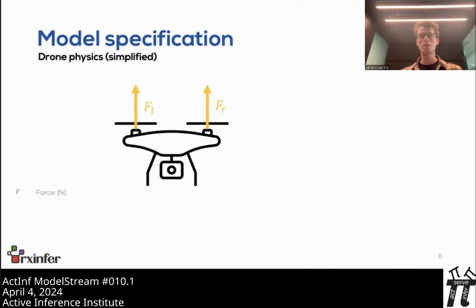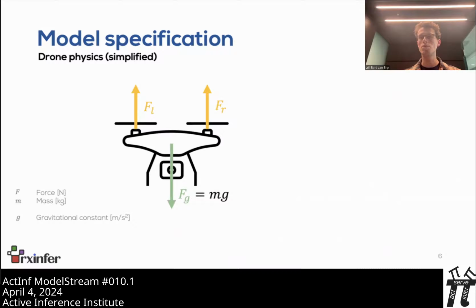And what we're interested in is what forces act on this drone. So we're going to simplify this a bit, and we'll say that each of the rotors, so the left and the right rotor, produce some kind of upward force pulling this drone from the ground. Of course, we also walk around on Earth, and we know that there is also a force that opposes this, namely gravity, which tries to pull us to the ground.